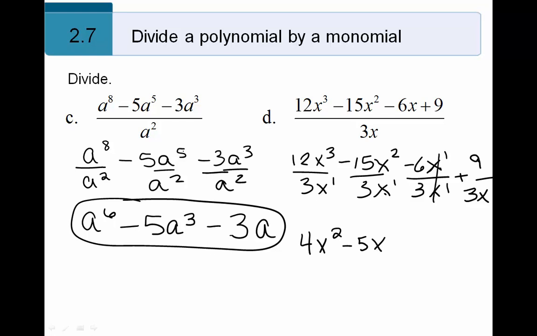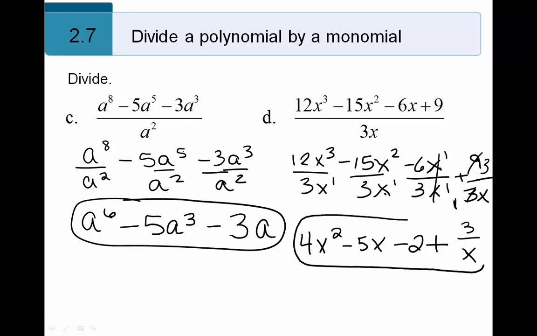X divided by x is 1, so we just have negative 6 divided by 3, which is negative 2, plus, we can reduce 9 over 3, but be careful here. 3 goes into here once. 3 goes into 9 3 times. So notice we have a 3 on the numerator. The x just remains on the denominator. Once again, that denominator x is only below the 3.